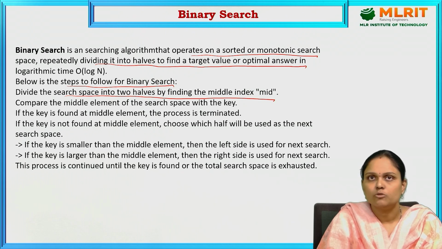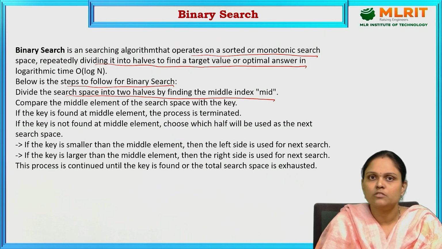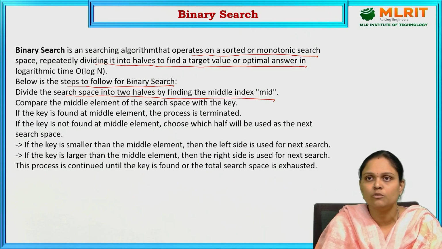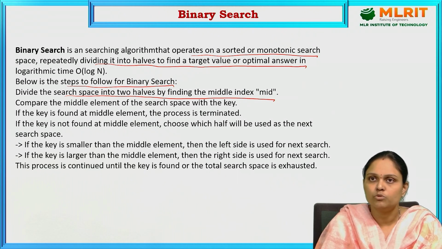Before going to binary search, we'll start with a small example. For suppose you are searching for a word in the dictionary. At that time, what do you do? You open the dictionary in the middle and check whether the word is on the left side or the right side. If it is on the left side, you go to the left side. If it is on the right side, you go to the right side alphabetically. In the same way, we apply the same concept in binary search. Here we find the mid value, and after finding the mid value, we compare the mid value with the key element.